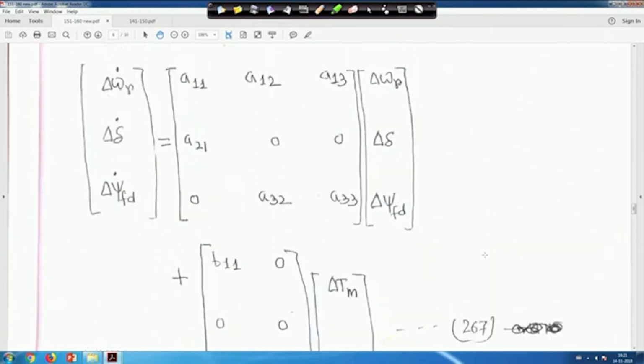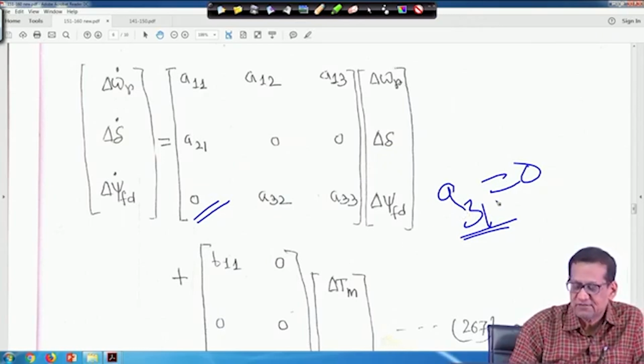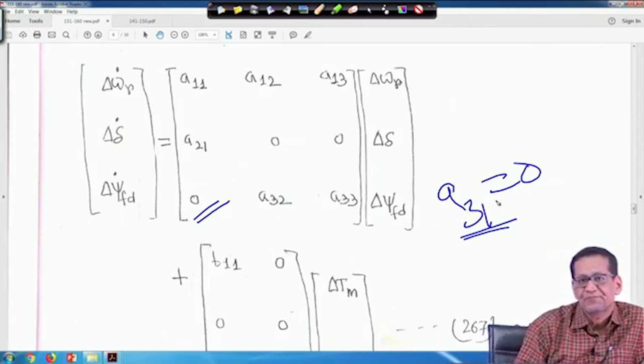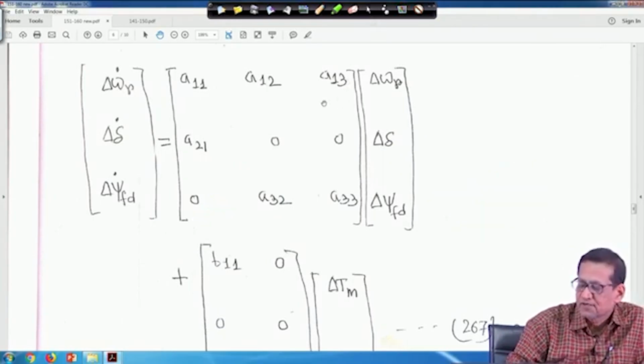So, later you will see sometimes I have used this A31, right. A31 actually is equal to 0. Sometimes for generalizing the expression I have written A31 delta omega r, but unless and until stated, you have to see that A31 actually is equal to 0, right.